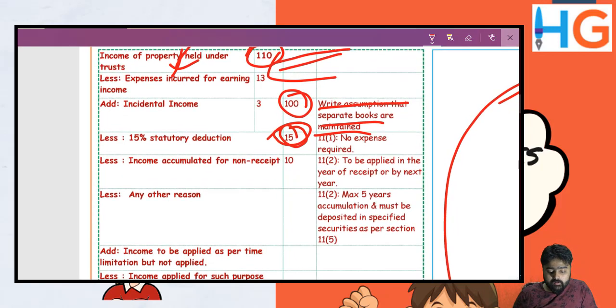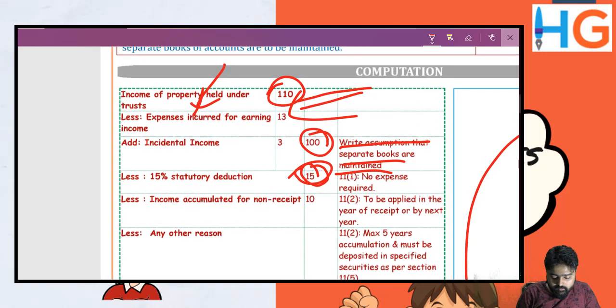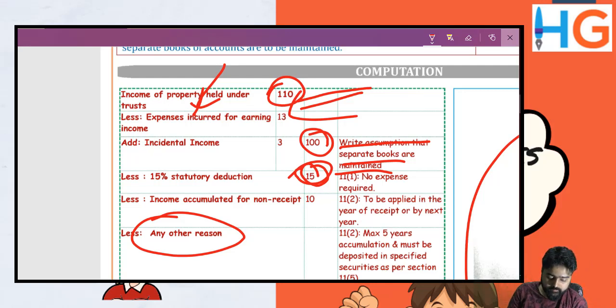Okay, now, for example, I'm a trust, and I have received certain income. After receiving such income, I am not able to apply it during the year, so I may accumulate it for the next 5 years. And after accumulation, if I am not able to apply it in those 5 years, then I will have to tax that amount. Okay, so accumulation is allowed only for 5 years.